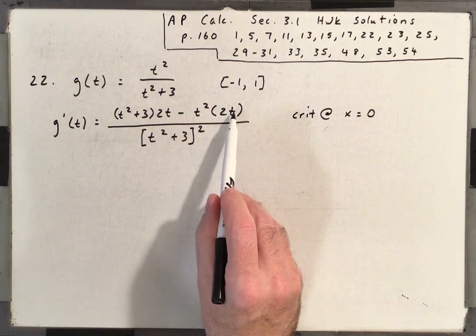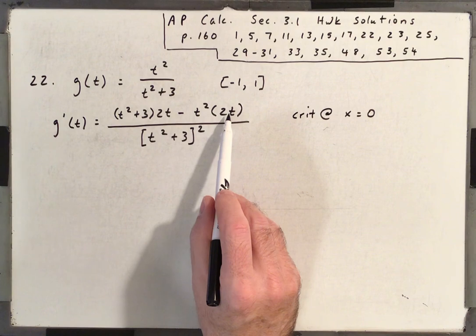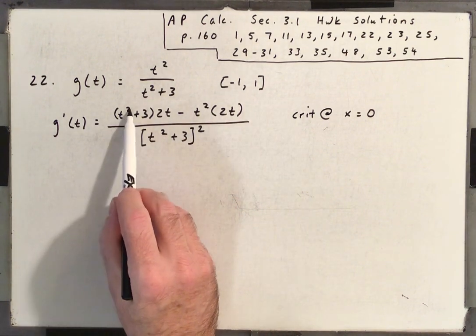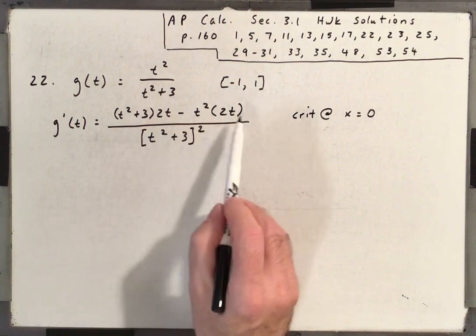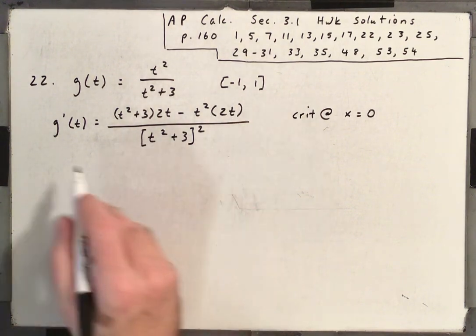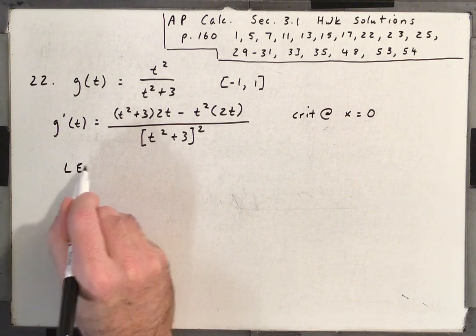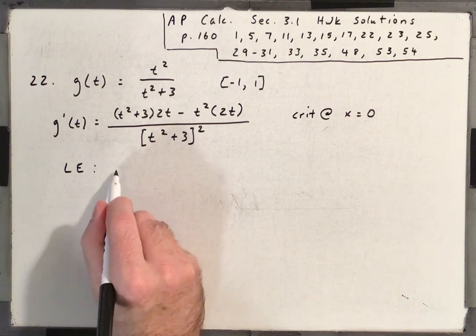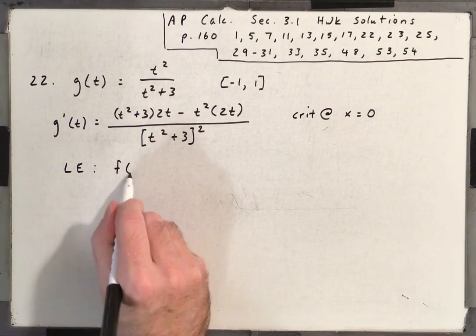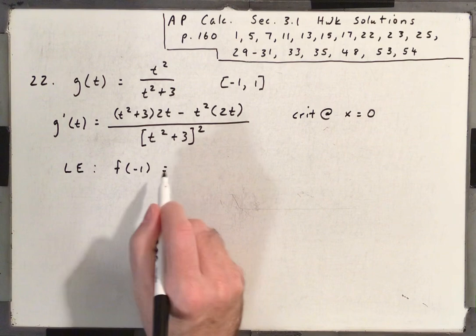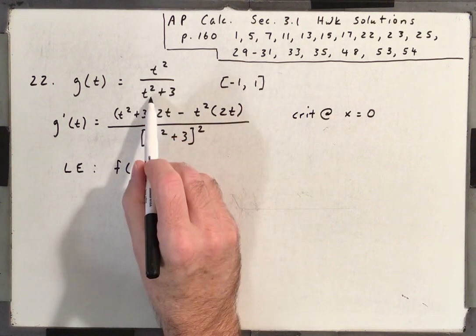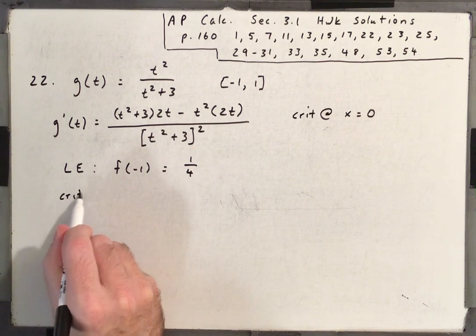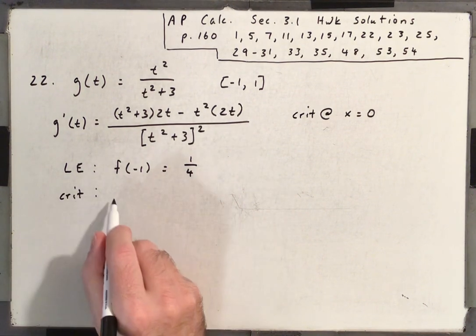Where's the numerator equal to 0? And like you might think, okay, -3 or negative root 3, but that doesn't work because you square it, it makes it positive, so it's only at 0. So I've got to look at the left endpoint, and that is f of -1. So I have -1 squared is 1 over, so it's 1/4. Our critical point, so it's good to make a list like this.